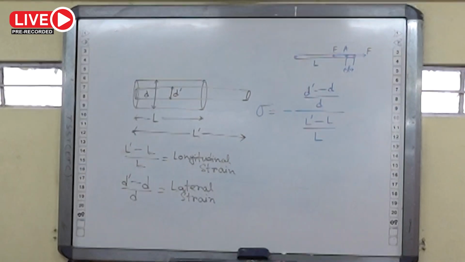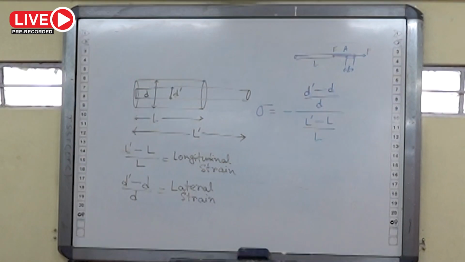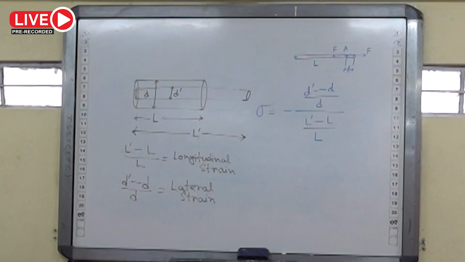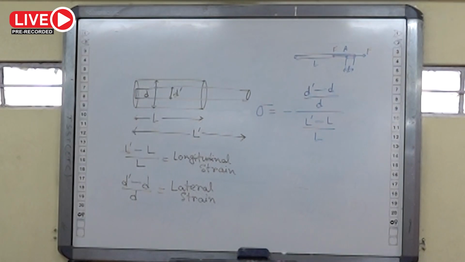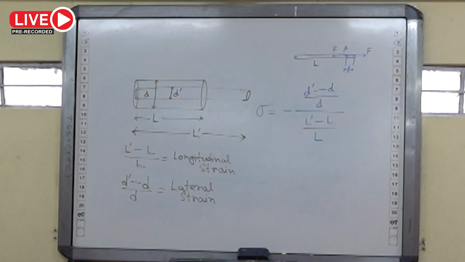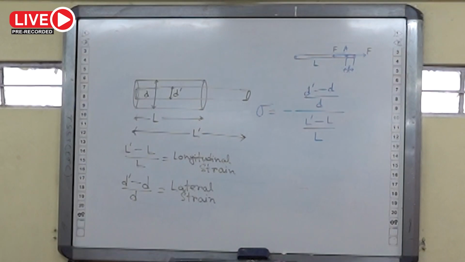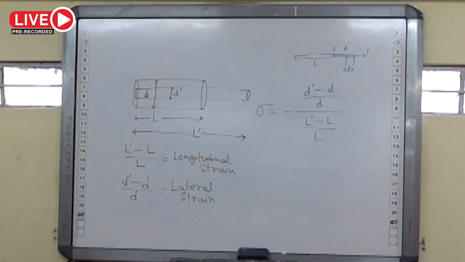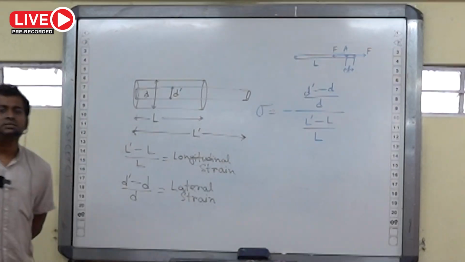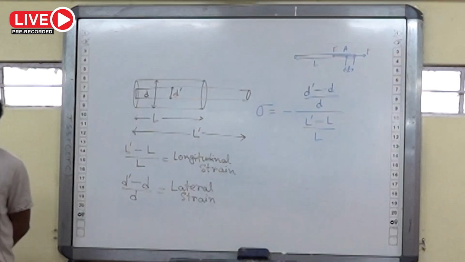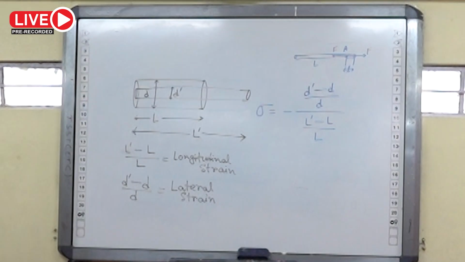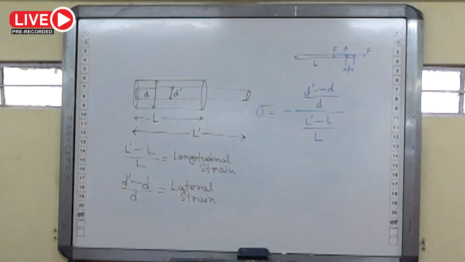It is the ratio of lateral strain to longitudinal strain, that is termed as the Poisson's ratio. Minus sign is taken here to calculate it as a positive value, because lateral strain is itself opposite to the sign of the longitudinal strain. This one is termed as Poisson's ratio. It is the ratio of two strains. Remember, it is also dimensionless.